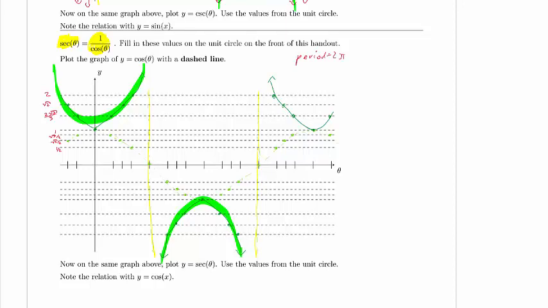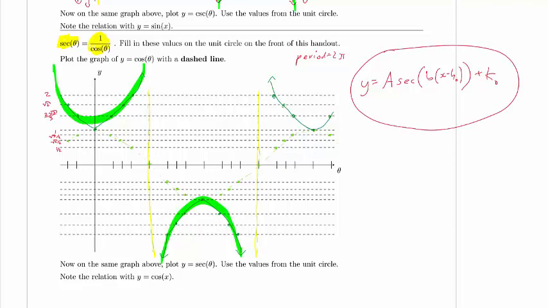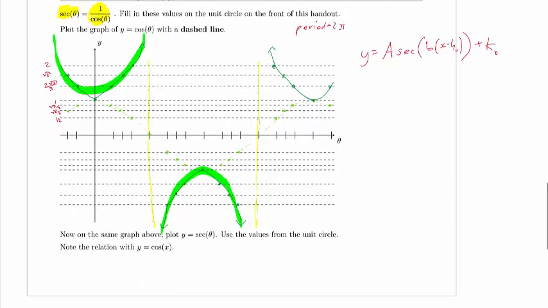For the unperturbed secant function, and in general, y equals a times secant of b times (x minus h naught), plus k naught. The x is just a variable, and we could be using theta instead if we wanted to. I'll also have an interactive demonstration for you to utilize. It's very similar to the one for cosecant, so I'm not going to include that in the video, but you will have something to use there.